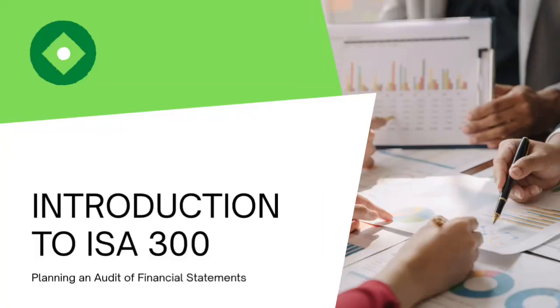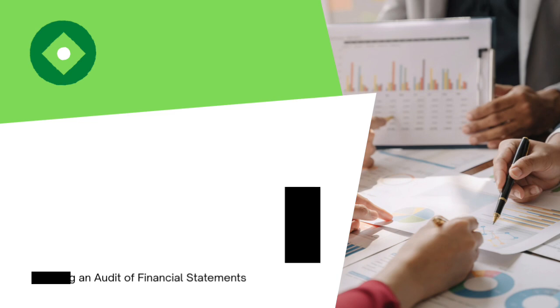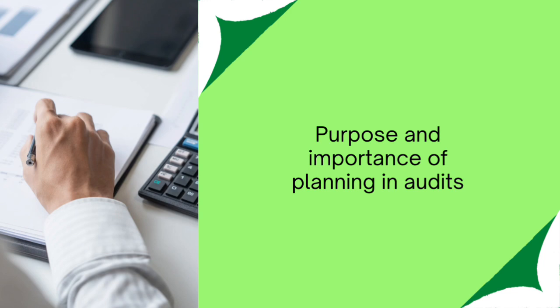Have you ever tried to build something without a blueprint? Or gone on a road trip without a map? You'd probably end up lost, wasting time, and making a lot of mistakes. Well, the same is true for an audit. You can't just jump in and start checking numbers. You need a plan. And that's exactly what ISA 300, or International Standard on Auditing 300, is all about. It's the blueprint for an effective and efficient audit.